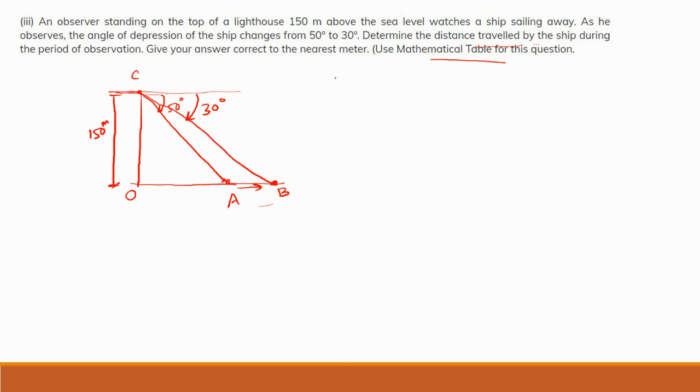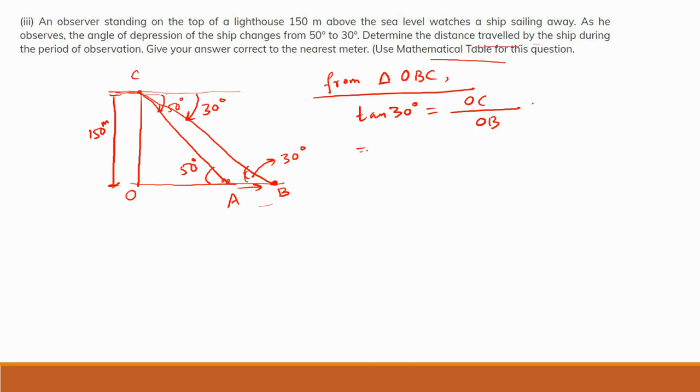Okay, so now you see from triangle OBC. If this is 30 degree, this is 30 degree, right? If this is 50 degree, this is 50 degree, right? So from triangle OCB, you get tan 30 degree is OC by OB, right? So tan 30 degree is 1 divided by root 3. OC is 150 and OB you have to find out. OB equals 150 root 3.